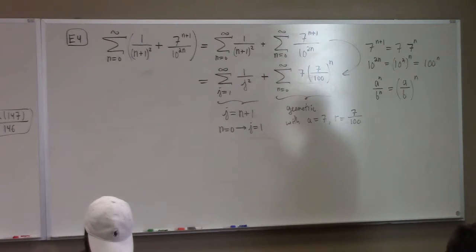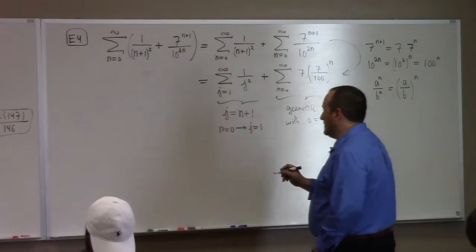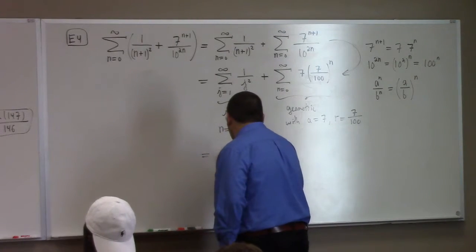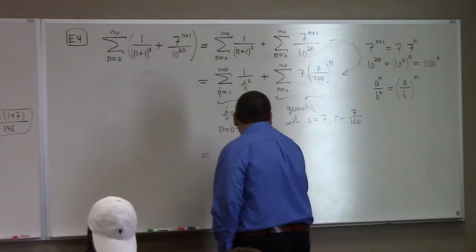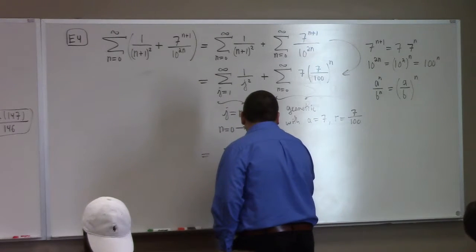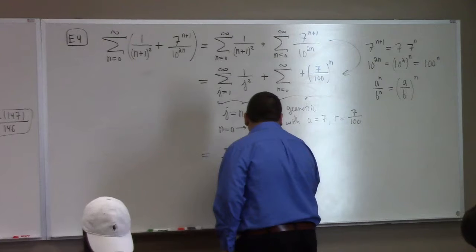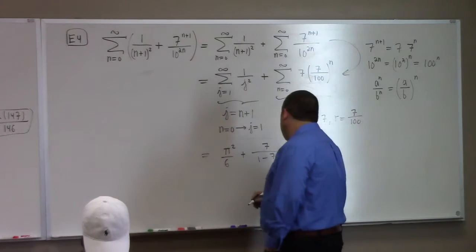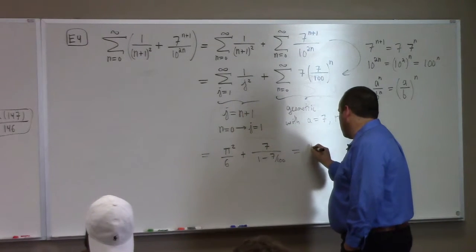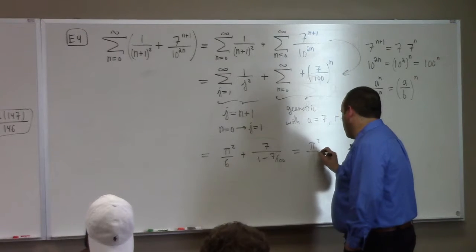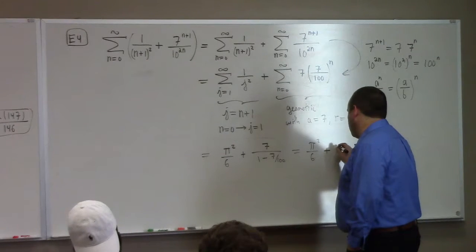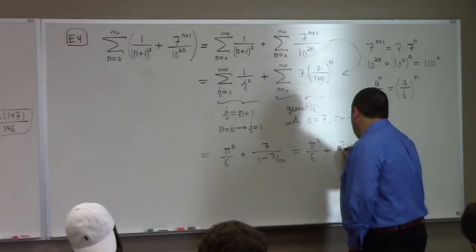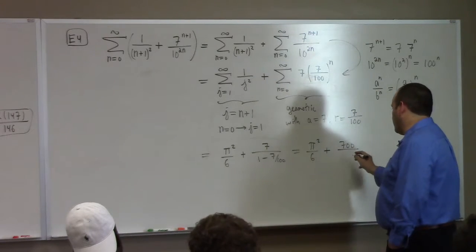So in fact, if you accept that pi squared over 6 is known, we can actually calculate the sum of that series. It's pi squared over 6 plus 7 over 1 minus 7 over 100, which of course we could simplify. That's pi squared over 6 plus 700 divided by 93.